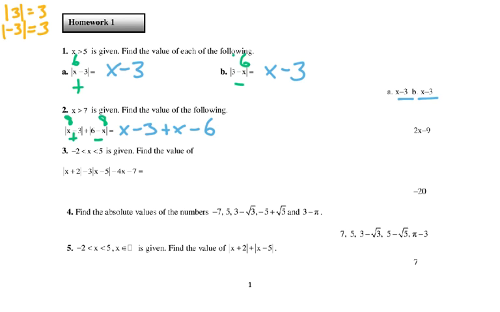And now we can group the like terms together. We've got x plus x, and that will give us 2x. And then the numbers, we've got minus 3 minus 6, that gives us minus 9. So there's our answer there.